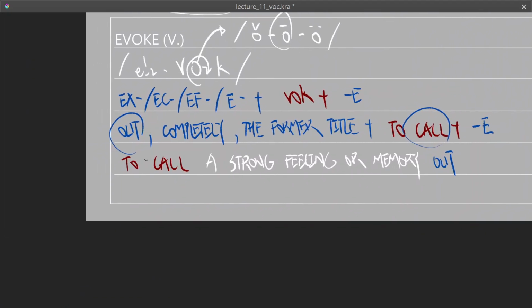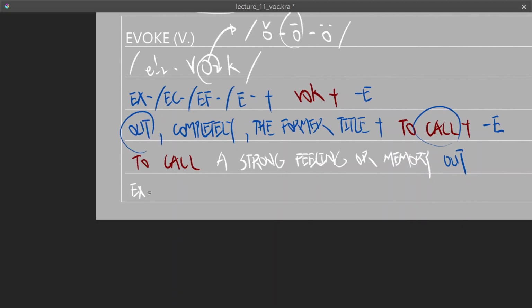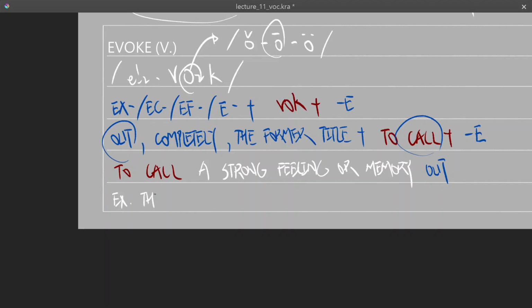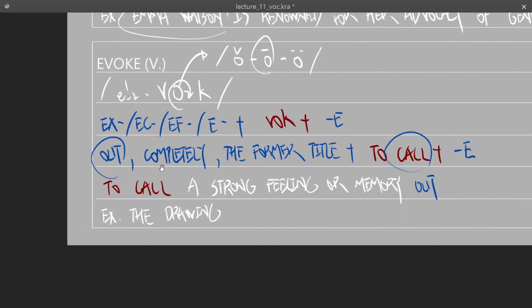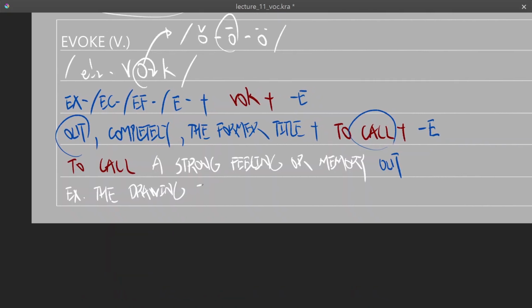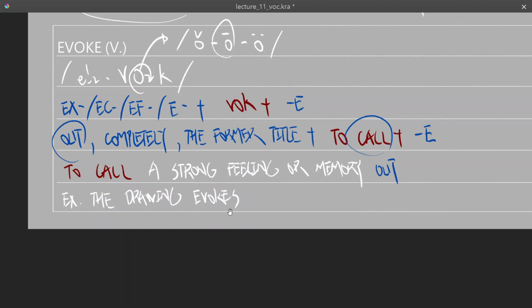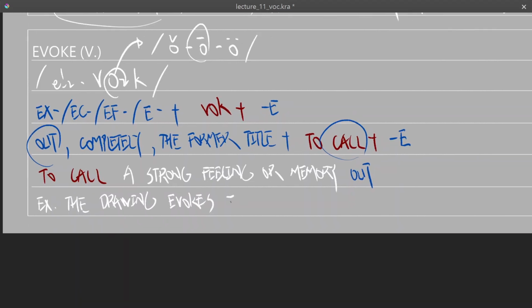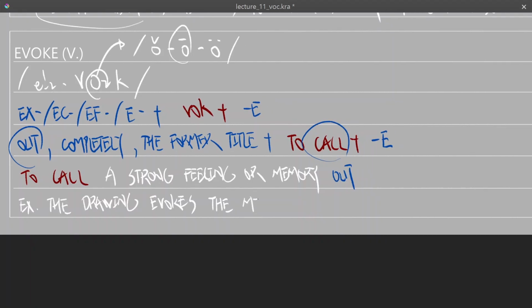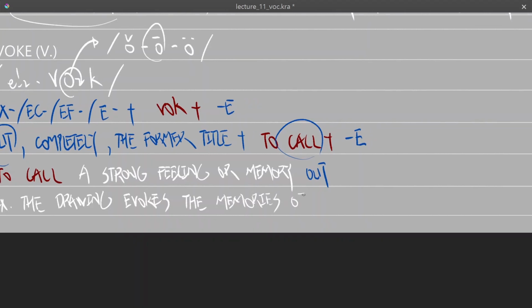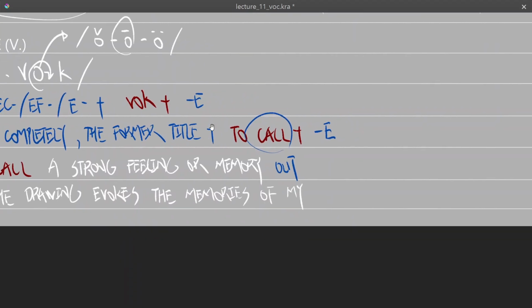And so we have, for example, let's say the drawing evokes the memories of my childhood.